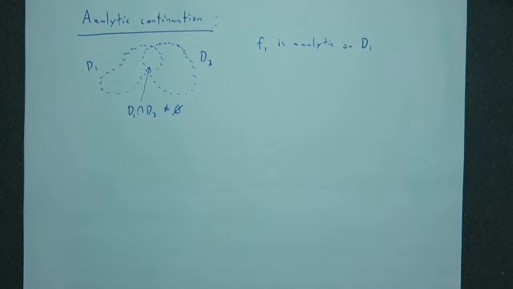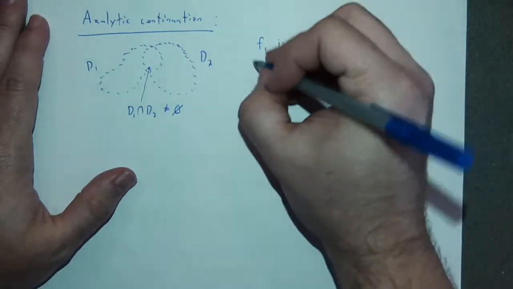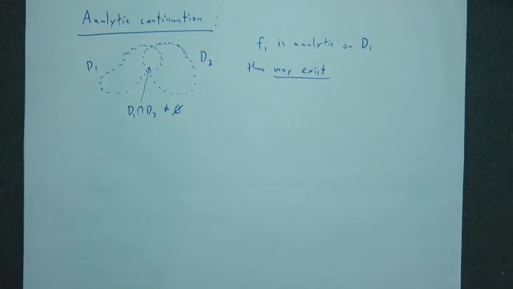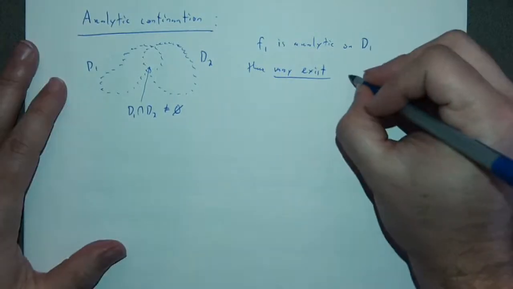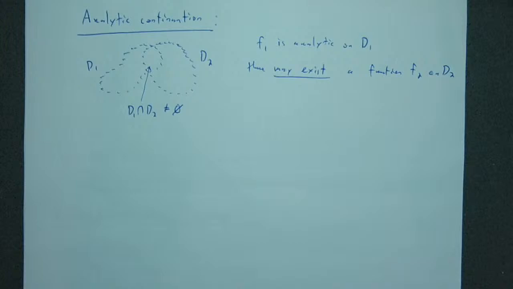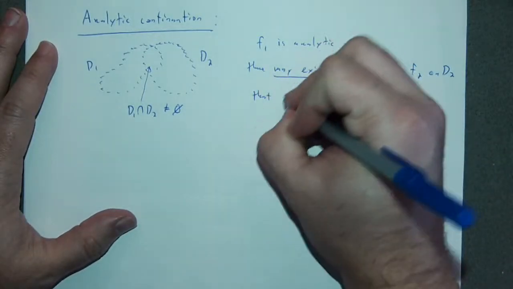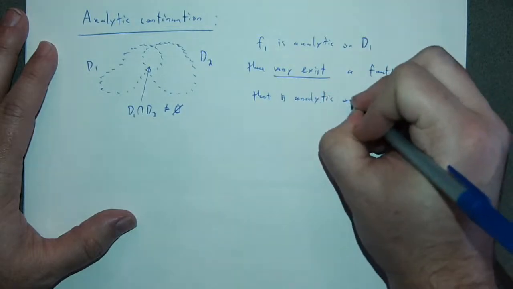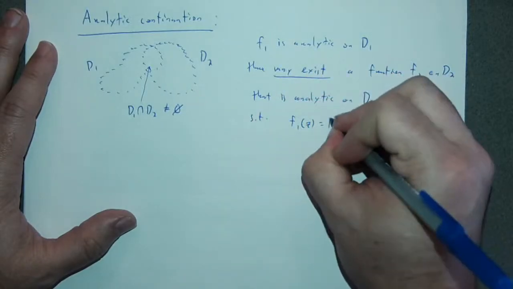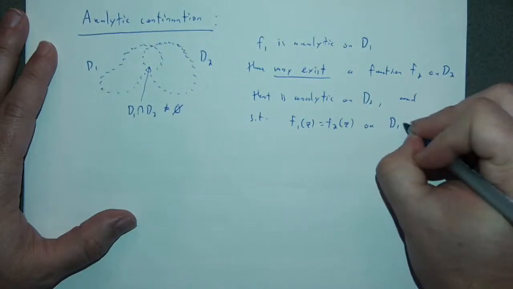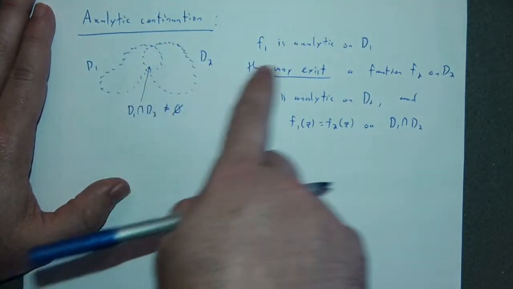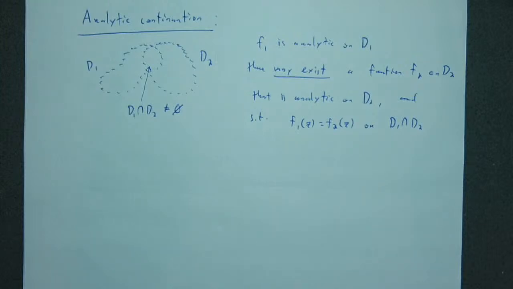then sometimes, not all the time, there may exist a function f sub 2 on D sub 2 that is analytic on D sub 2, and such that f sub 1 of z is equal to f sub 2 of z on the intersection. We'll just assume that this is the case. So imagine I have another function that's analytic on this other domain, and it actually agrees with my first function where there is overlap.